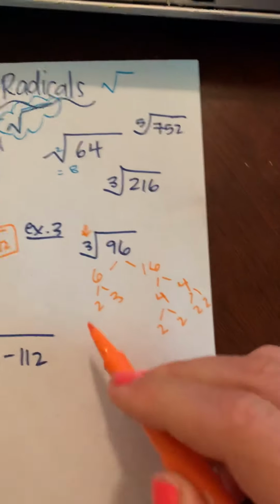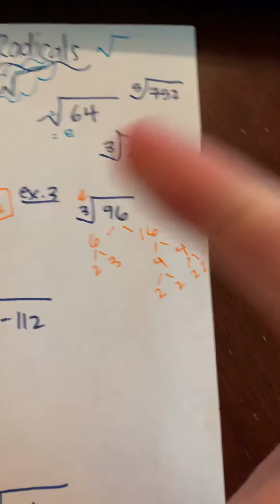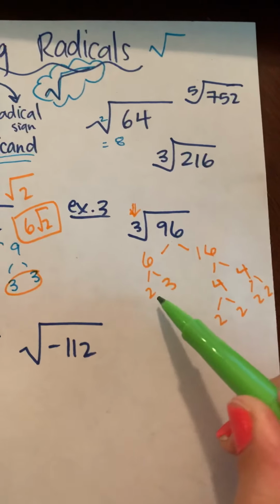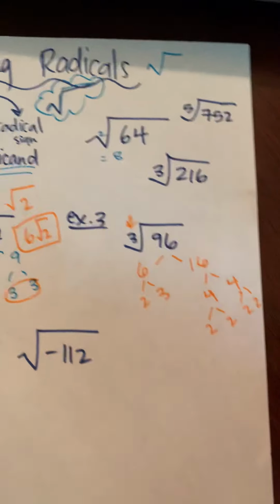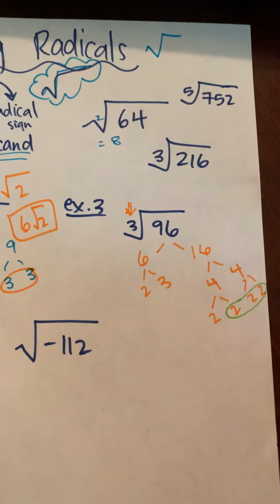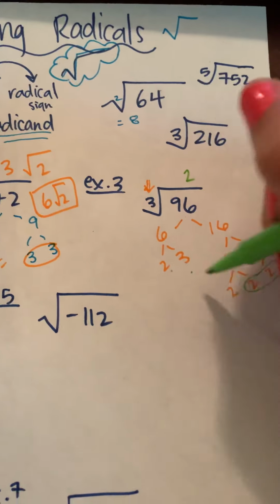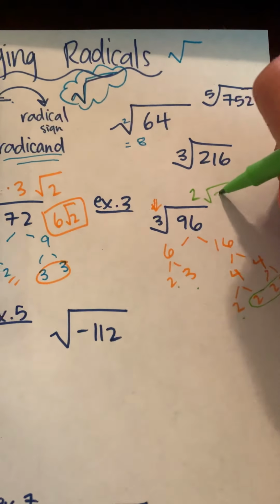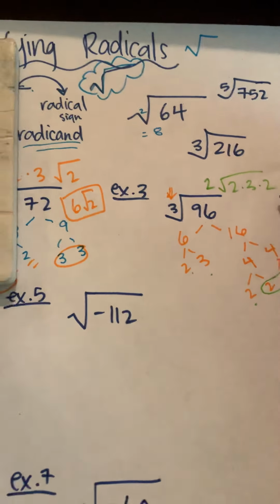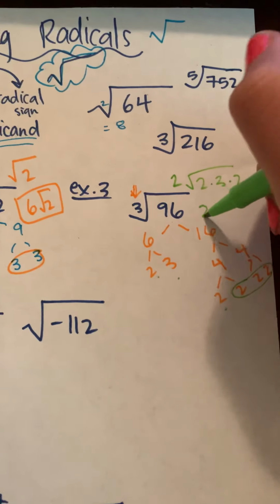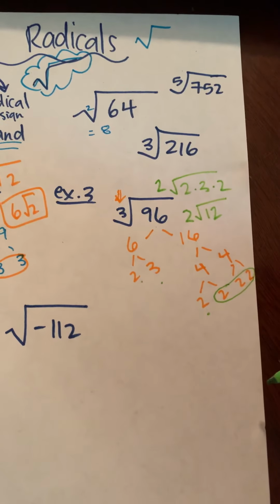So I've broken them down into all prime numbers. Now I need 3 of something to be able to pull 1 of them out. Does it matter if I do this 2, this 2, this 2, or this 2, this 2, this 2? Absolutely not. You just need the group of 3. So I can take 1, 2 out. Now, I don't have 3 of anything else in here, so 2 times that 3 times that 2 are still left in. So 2 root 12 was the actual final answer.